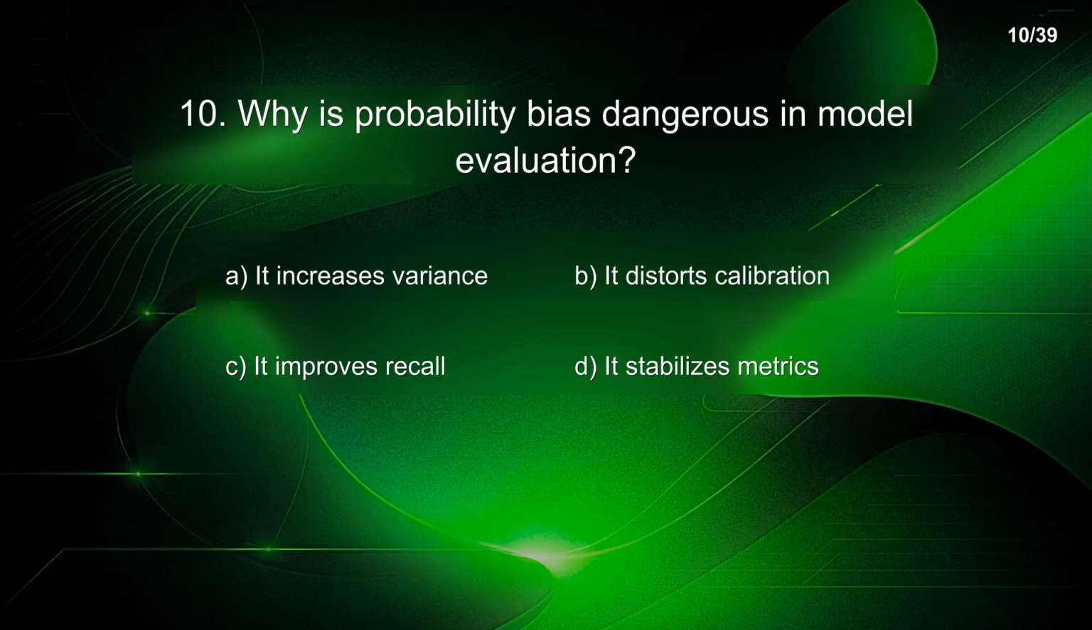10th question. Why is probability bias dangerous in model evaluation? A. It increases variance. B. It distorts calibration. C. It improves recall. D. It stabilizes metrics. Correct answer is B. It distorts calibration.